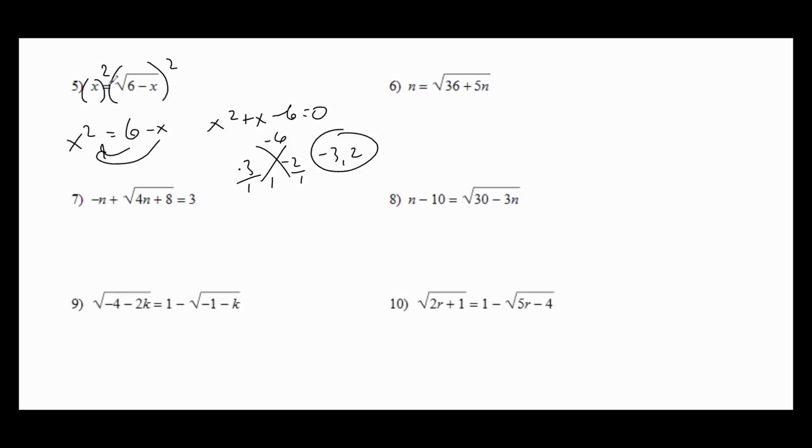Okay, again, I know the -3 is not going to work because it can't equal a negative, but I got to check for the 2. So 6 minus 2 is 4. Square rooted equals 2, which again equals the 2 down here, so we know that this is the right answer.